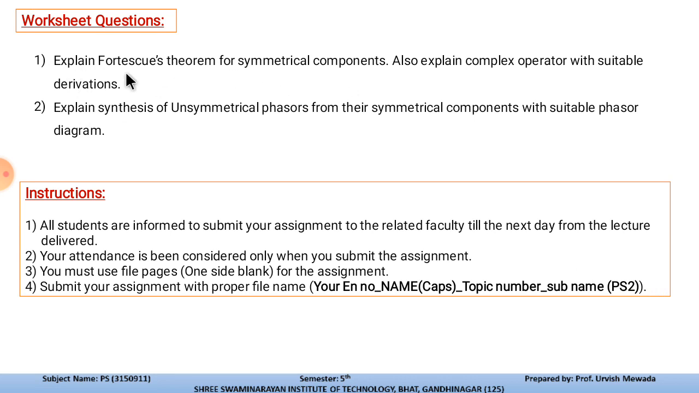After this you have the worksheet questions. Explain Fortescue's theorem for the symmetrical components, also explain the complex operator with suitable derivation, and explain the synthesis of the unsymmetrical phasors from their symmetrical components with suitable phasor diagram. After that you have the instructions related to these questions.